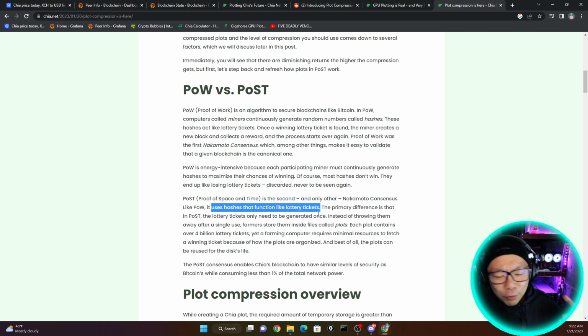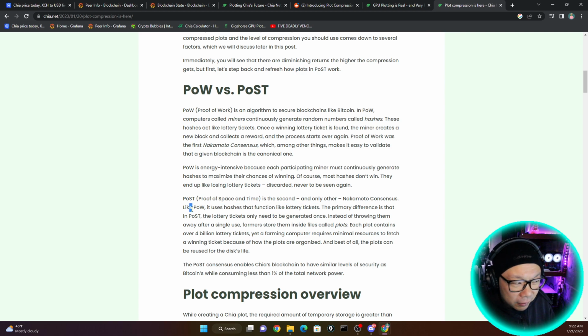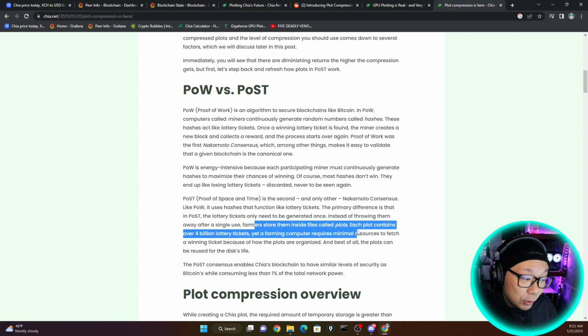A lot of other people reading this don't see the difference between the two. So you're saying proof of work, lottery ticket; POST, lottery ticket, just like POW. It's starting to intermingle now. The primary difference is that in POST, the lottery ticket only needs to be generated once instead of being thrown away after a single use. Farmers store them inside files called plots.